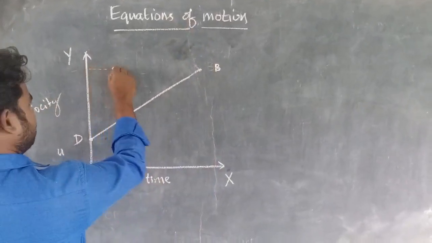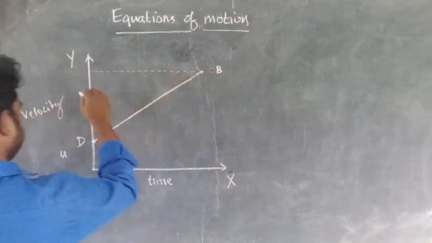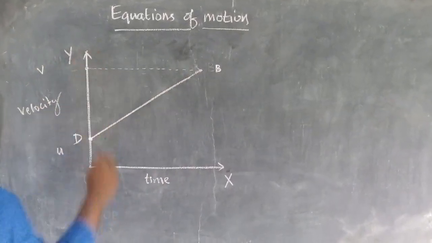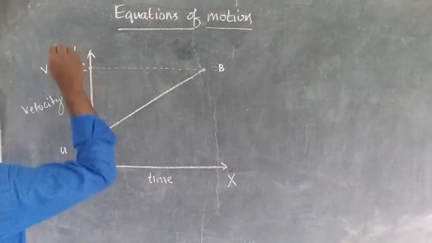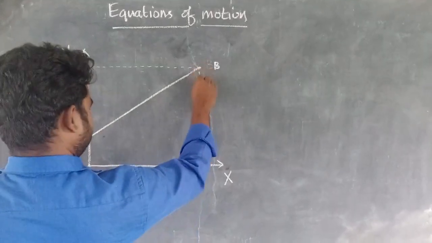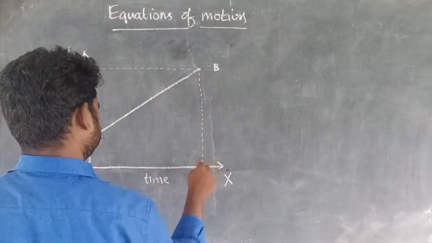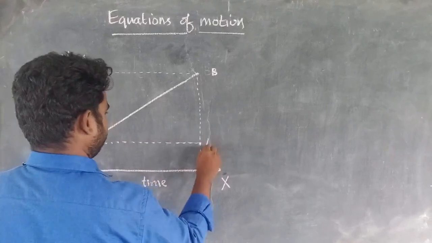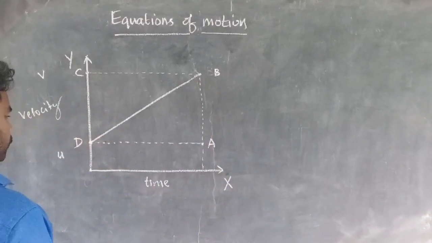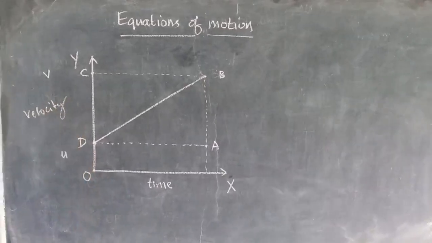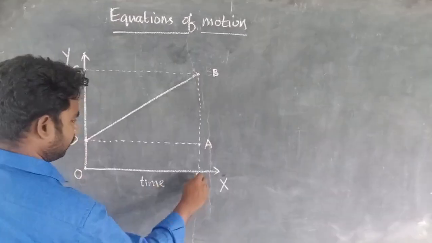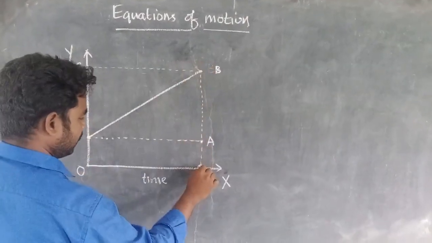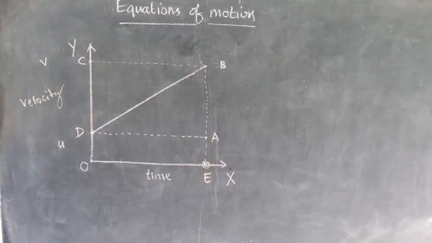While it reaches the point B, its velocity, which is the final velocity, becomes v. So we can mark this point as C, and we can join this point to this line. So this is the point A. The origin is denoted by the symbol O, and in the particular time the object reaches the point B. So this point is denoted as E.